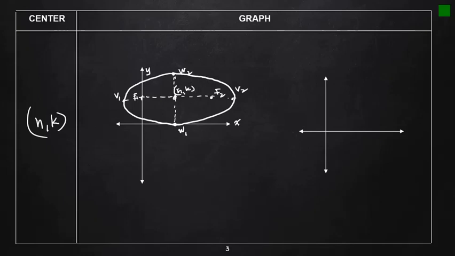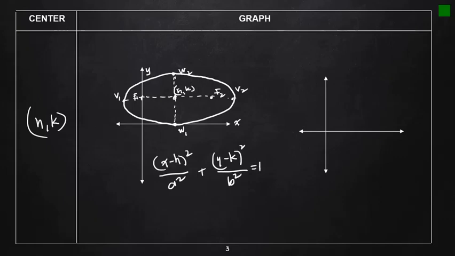So what's the form of the equation in standard form of this type of ellipse where the center is already at (h, k) and the orientation is horizontal, the major axis is horizontal? The equation of this type of ellipse would be (x minus h) squared over a squared plus (y minus k) squared over b squared equal to 1.